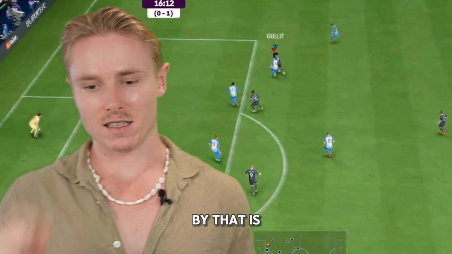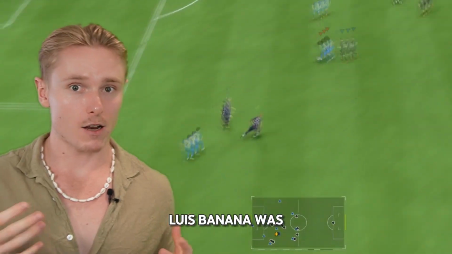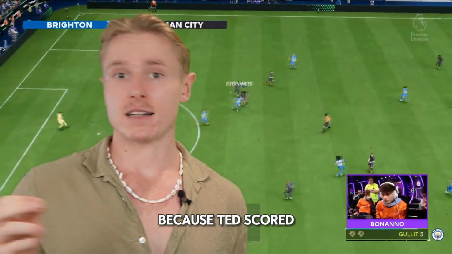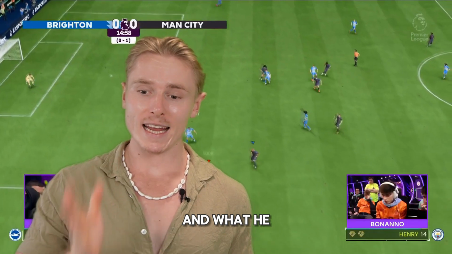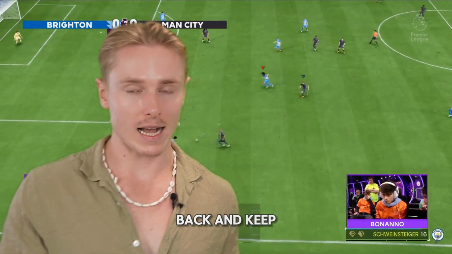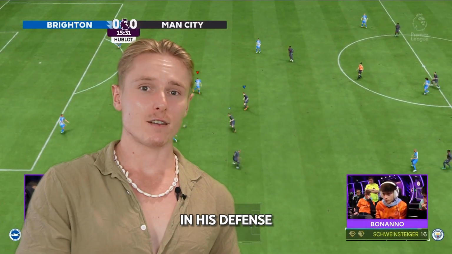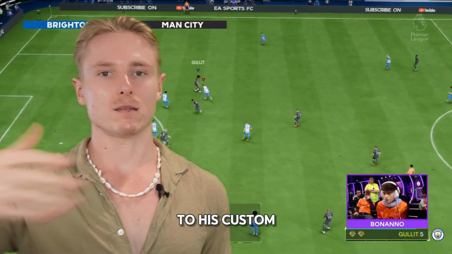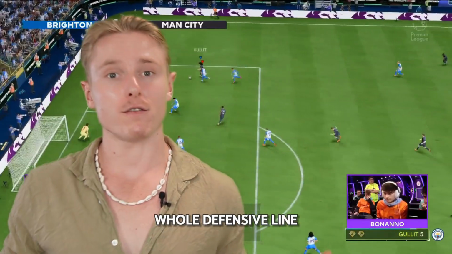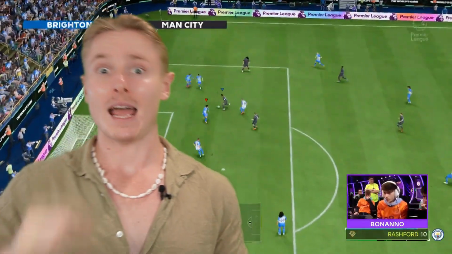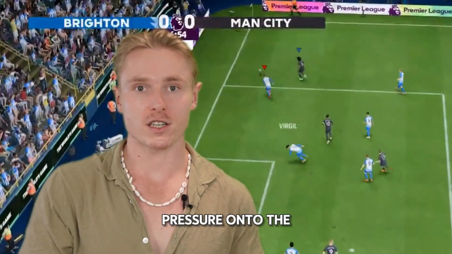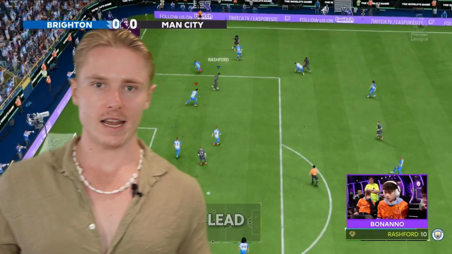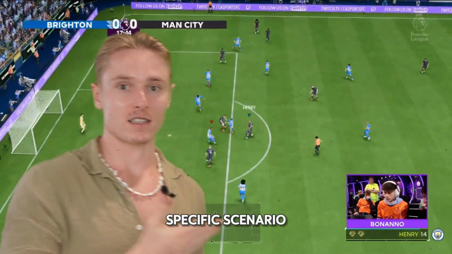And what I mean by that is if you actually look at how Luis Bonano was defending in the final. He was 1-0 up aggregate because Tet scored a goal, and what he did was he didn't sit back and keep the lead. He was confident in his defense, and he essentially had 70 depth to his custom tactics to ensure his whole defensive line was pushed up and was putting a lot of pressure onto the opponent from minute one. He wasn't trying to keep the lead, and you'll see this in this specific scenario.